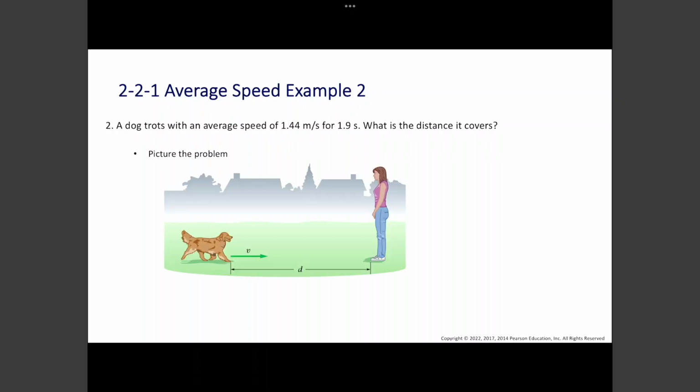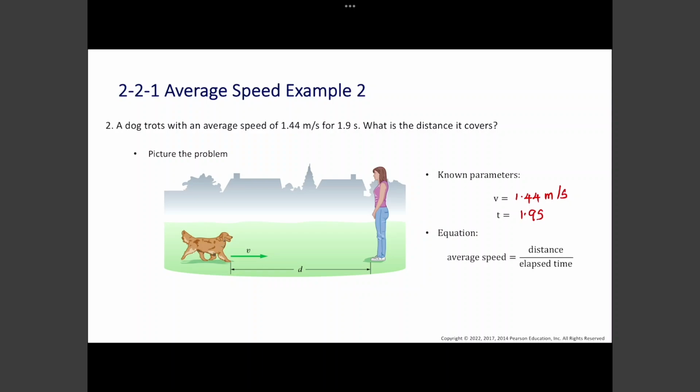Let's see one more example. Suppose the dog trots with an average speed of 1.44 meters per second for 1.9 seconds. Now what is the distance it covers? So we have the same kind of problem and the picture is the same. And check the known parameters. Now we are given the speed, 1.44 meters per second, and the time, 1.9 seconds.